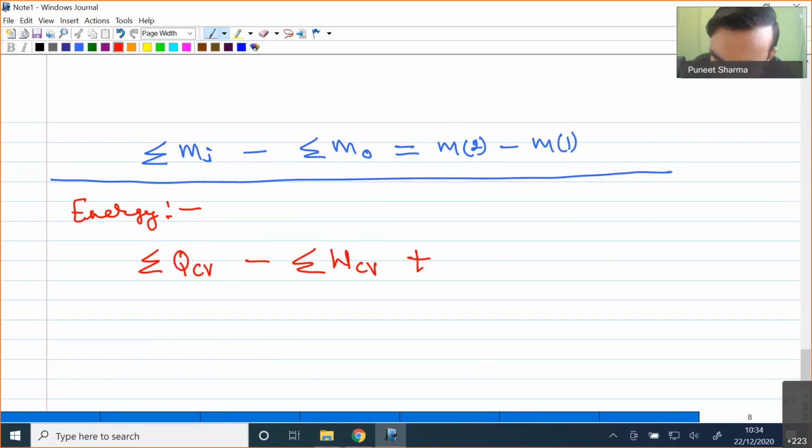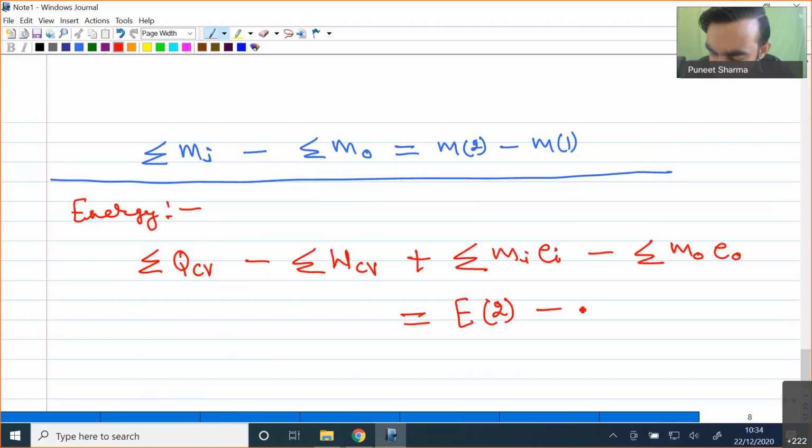Plus sum of mi into ei is my total energy content, minus sum of eo into Eo as my total energy content. That will be equal to nothing but energy at state 2 minus energy at state 1. So E2 minus E1. Okay. So this type of process, for which we have variation of the property with time, we call a transient process.